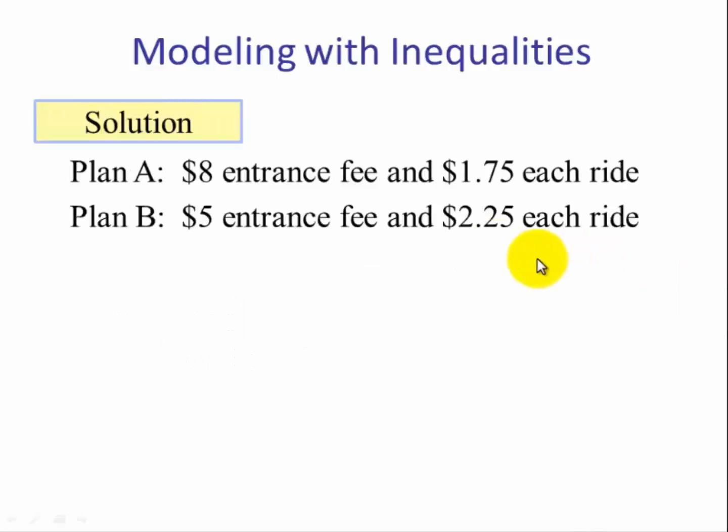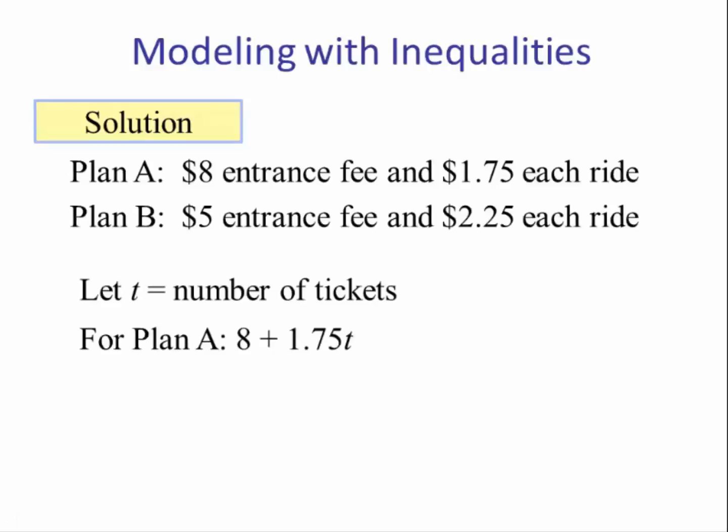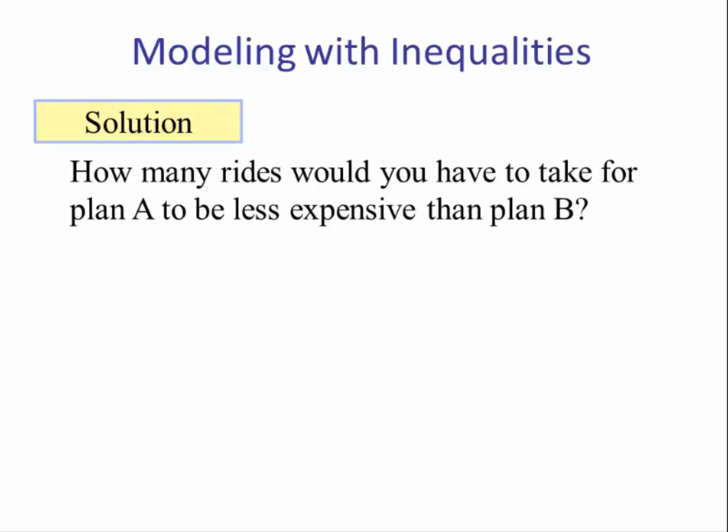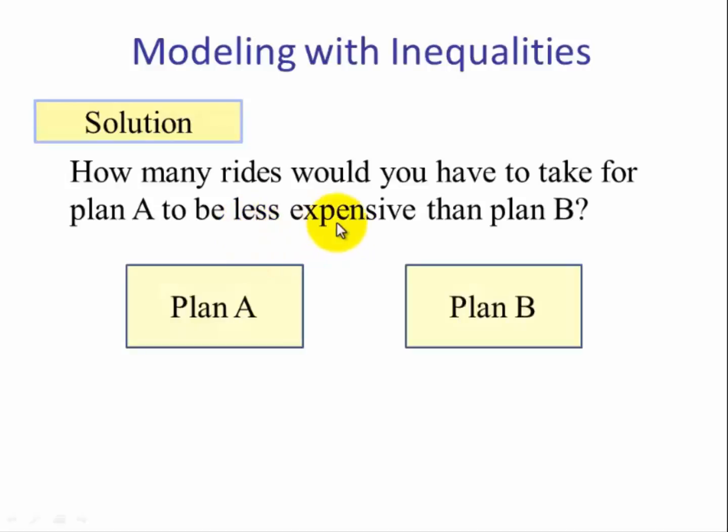So our first step is to write an expression for Plan A. We let T be the number of tickets. So for Plan A, that becomes 8 plus 1.75 times the number of tickets, T. For Plan B, 5 plus 2.25 times T, the number of tickets. So the question asks, how many rides would you have to take for Plan A to be less expensive than Plan B? Less expensive means less than, so we want to know when Plan A is less than Plan B.